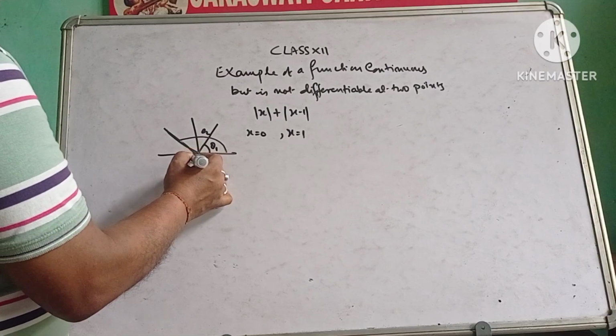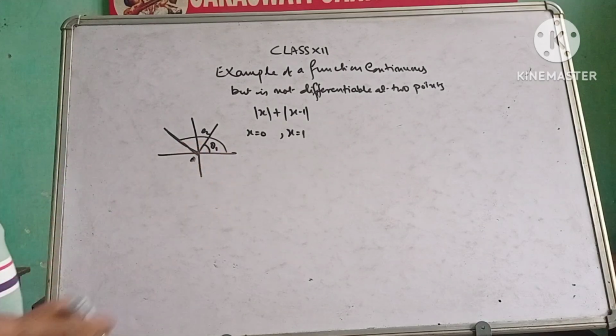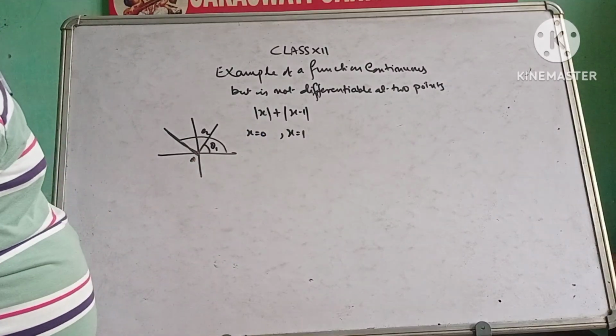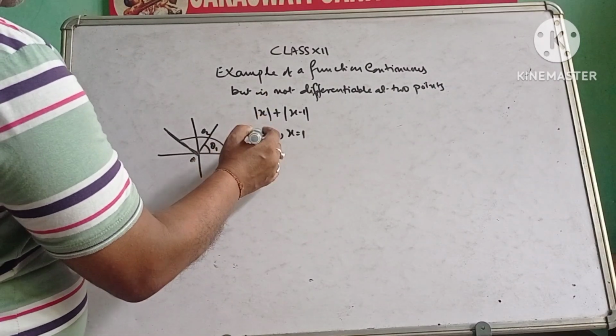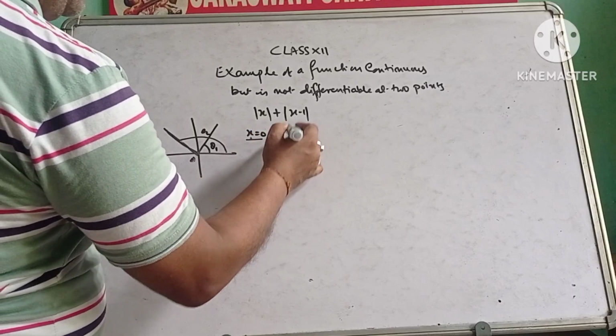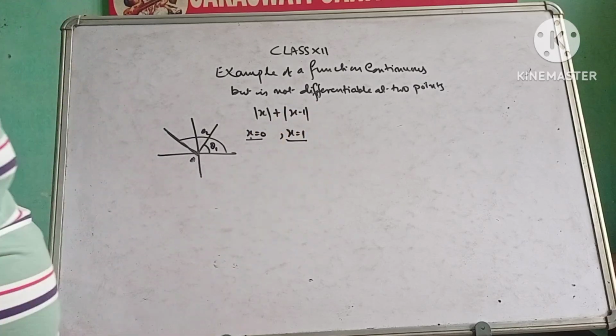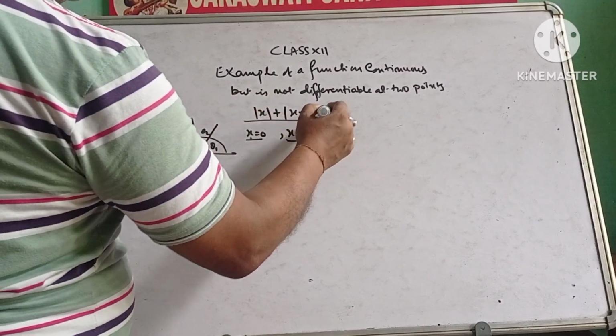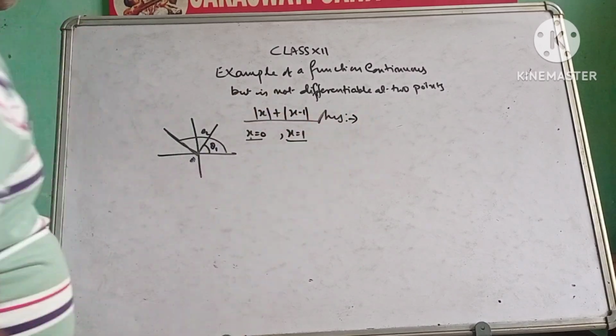So it is continuous at x is equal to 0, but it is not differentiable at x is equal to 0. Remember, it is not differentiable at x is equal to 0. And for this function, x is equal to 1, you have to find an example. So this is your example. Thank you.